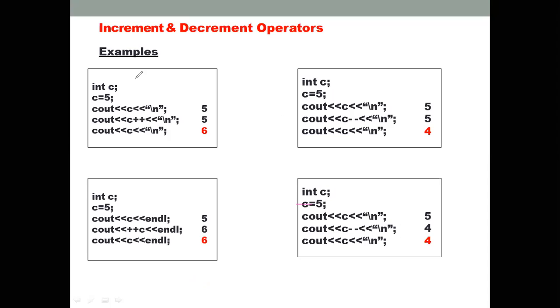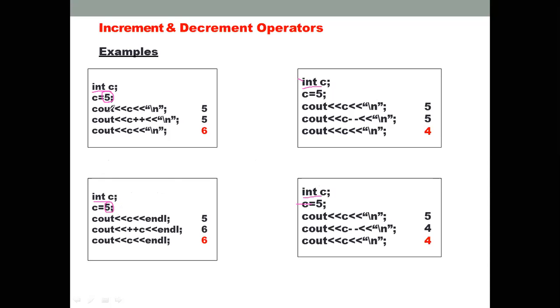Okay, so let's see here. Here we declare a variable C, and in all these four parts we have the variable C. We declare it as variable C, the same thing in all four parts. And then we have the value start at 5 here, and here also the value starts at 5. The value of C starts as 5.